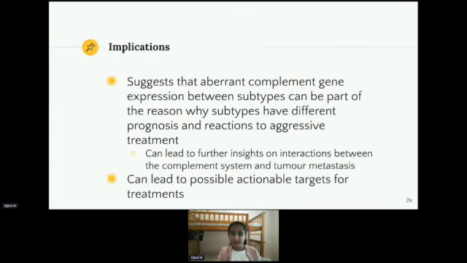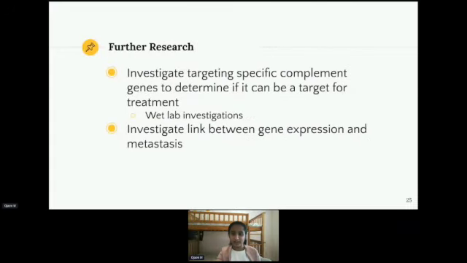This can also lead to further insights on interactions between the complement system and tumor metastasis, which can lead to possible actionable targets for treatments. Further research can investigate the potential link between the complement system and metastasis. Wet lab research can also be conducted targeting specific complement system genes to determine potential actionable treatment targets.